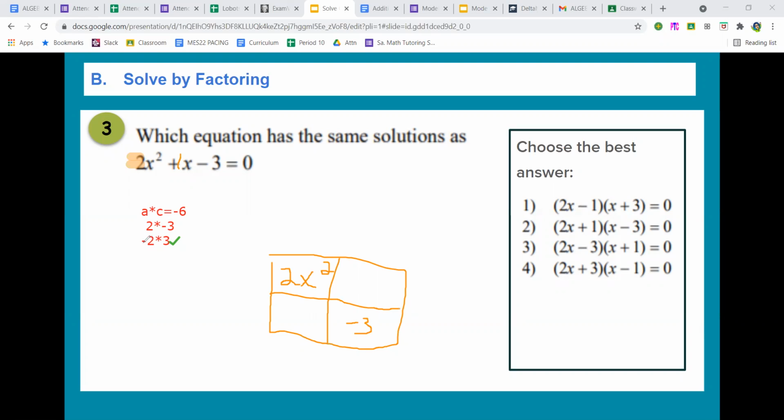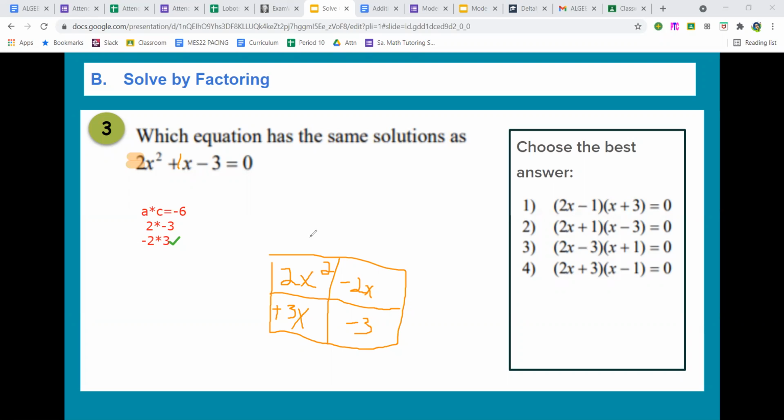And now we're going to use our coefficients that we found, -2x and +3x. Just notice, if we were combining like terms, we'd add these two terms together, and guess what? They would equal 1x. So now we need to factor out our greatest common factors from each row and column.